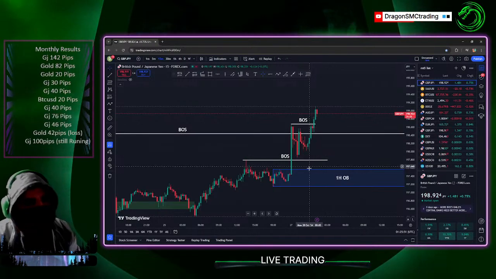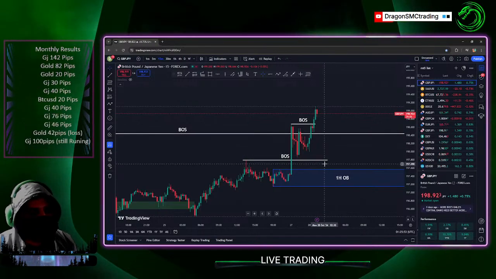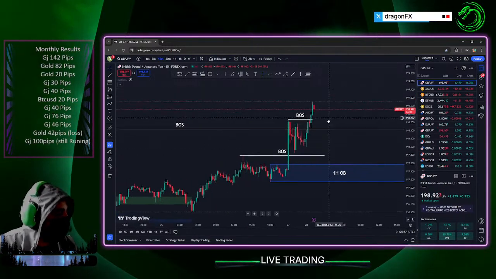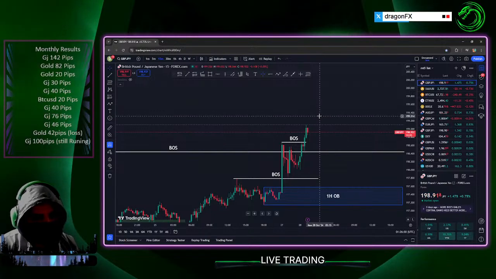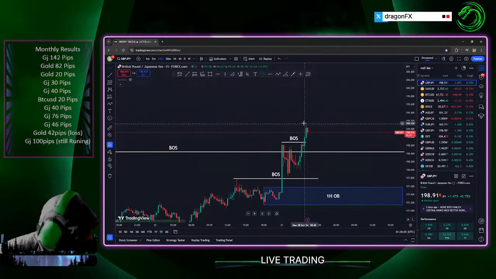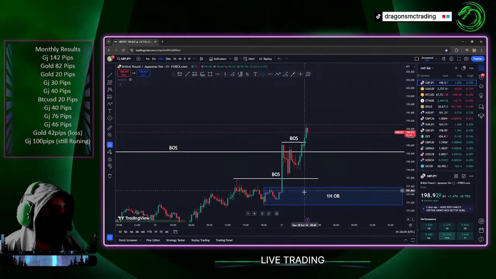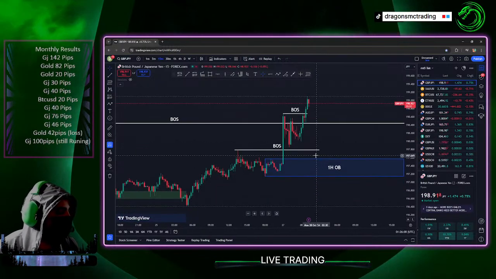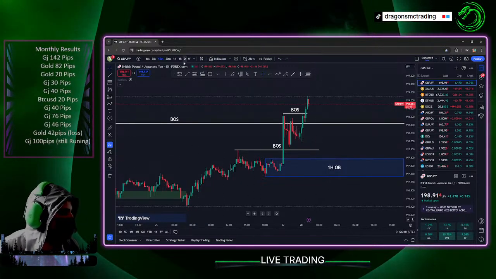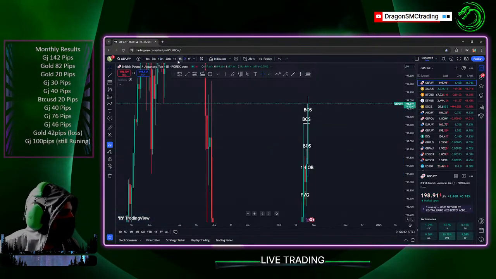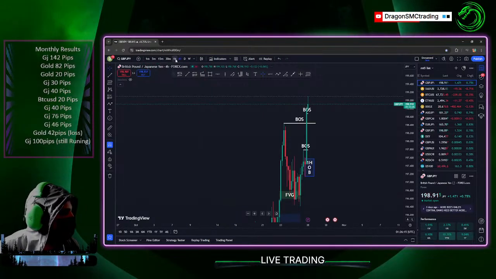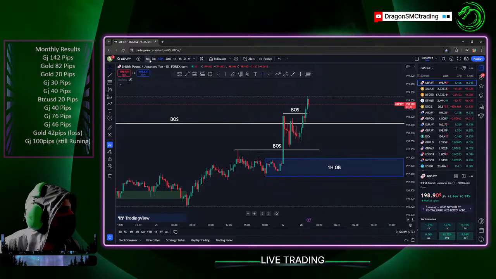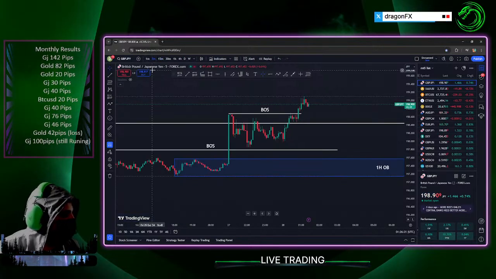More likely I'm going to be focusing on buying, looking for buys in this pair. Why? Because the trend is obviously bullish. And since the trend is bullish, we don't want to go against the trend, unless we have good confirmations. But right now we're pro-trending. We're bullish on the daily, we're bullish on the 4-hour, we're bullish on the 1-hour, we're bullish on the 15, we're bullish on the 5.